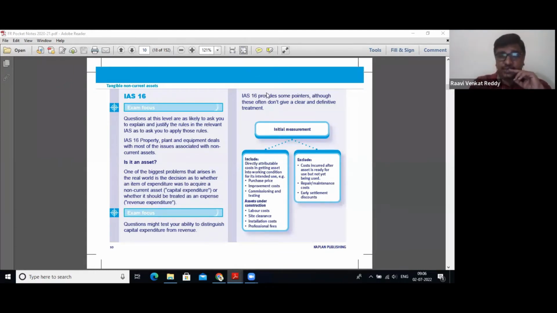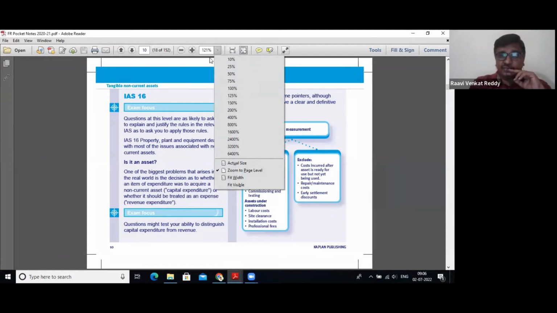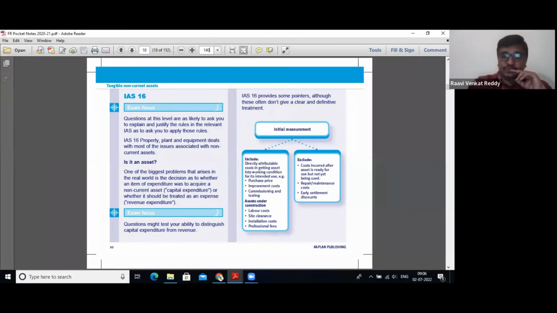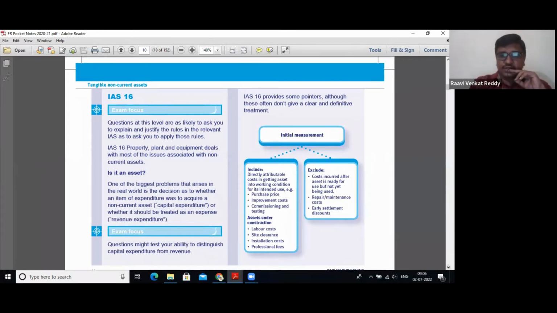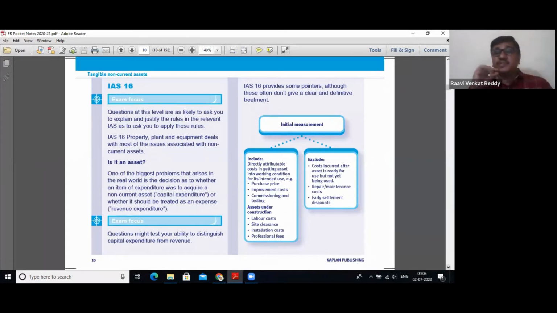Now let me zoom this slide. Now just see this. Initial measurement: whenever you are measuring a non-current asset, first, what are the things which we need to include and what we need to exclude? This is very, very important for your MCQ part.